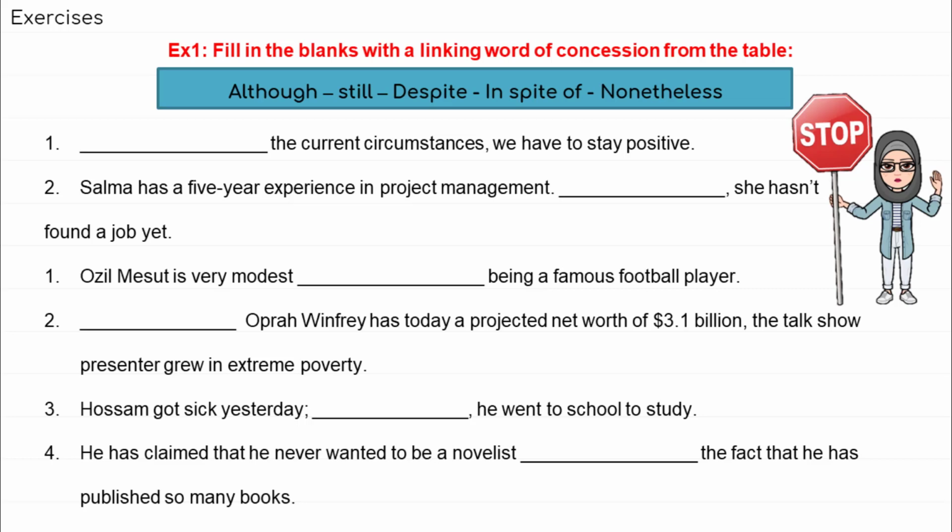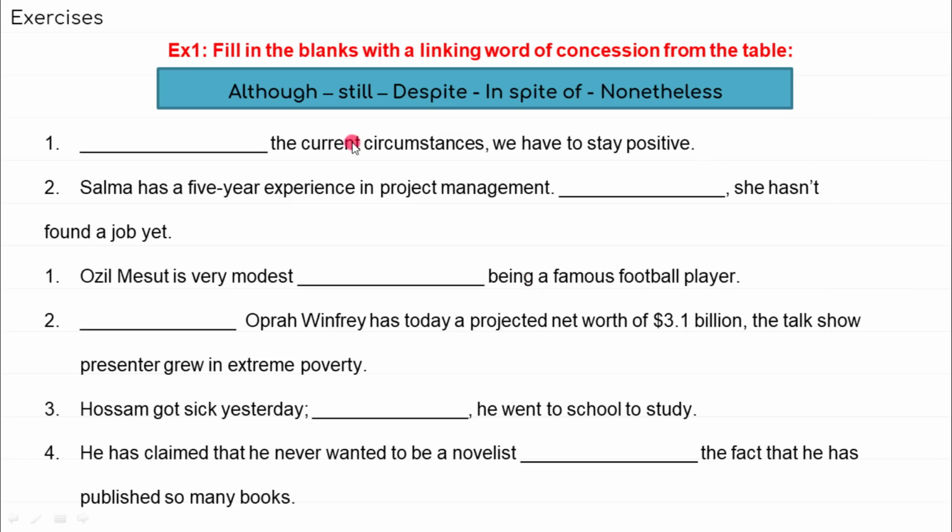Number 1. Blank the current circumstances, we have to stay positive. So we have circumstances, which is a noun. The linking word that is followed by a noun is in spite of or despite.